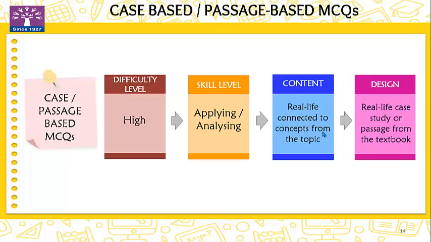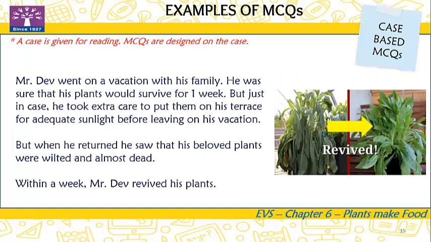Let's look at an example for case-based or passage-based MCQ from the same chapter that we have explored so far, which is plants make food or photosynthesis. A case-based MCQ related to that: Mr. Dev went on vacation with his family. He was sure that his plants would survive for 1 week, but just in case he took extra care to put them on his terrace for adequate sunlight before leaving on his vacation. But when he returned, he saw that his beloved plants were wilted and almost dead. Within a week, Mr. Dev revived his plants. So this was the case study that is given to the students.